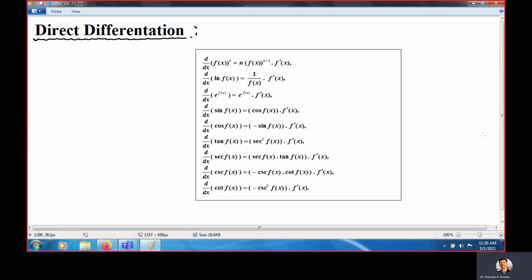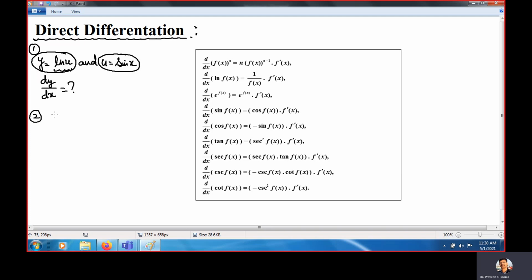Hello students. In the previous lecture, we studied chain rule. Chain rule means y is equal to some function in terms of u is given and u is equal to some function of x is given, and then we need to find dy by dx. This is chain rule. This is one type of question we solve with chain rule.